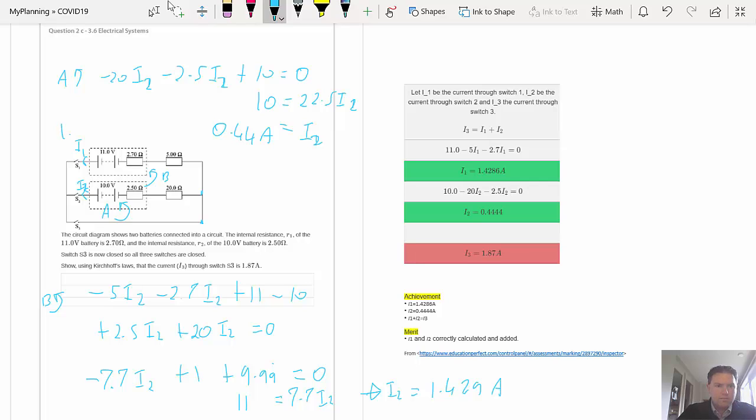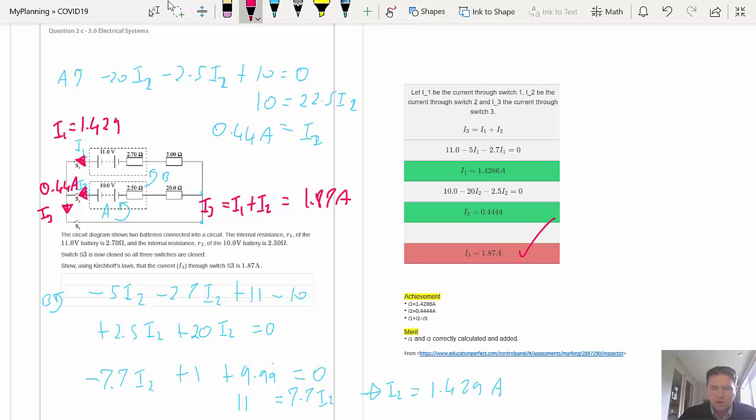I1 equals 1.429, and that was a positive number, so I was going that way. I've got I2 here, which is 0.44 amps, and so these two both go in, and so this one here must be our I3, and so I3 must be I1 plus I2. I add those two together and I get the 1.87 amps. I would have typically thought that was with excellence. There's quite a lot of steps.